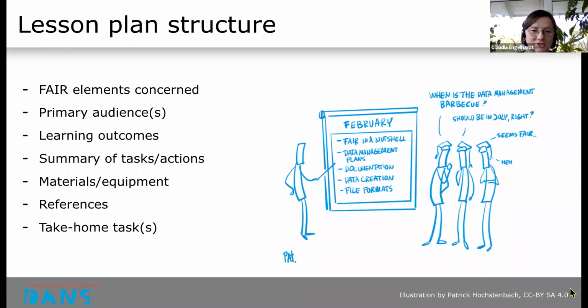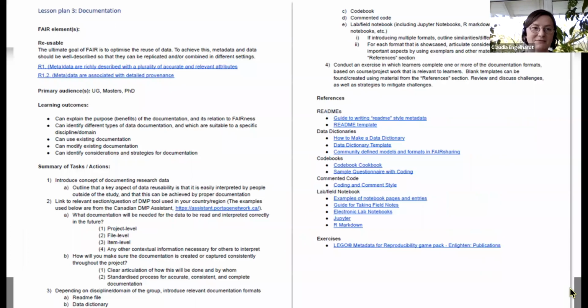Next, let's just look at an example very briefly of a lesson plan. So here you can see the different components, and this is actually the shortest lesson plan. It's the one on documentation. Next slide, please.